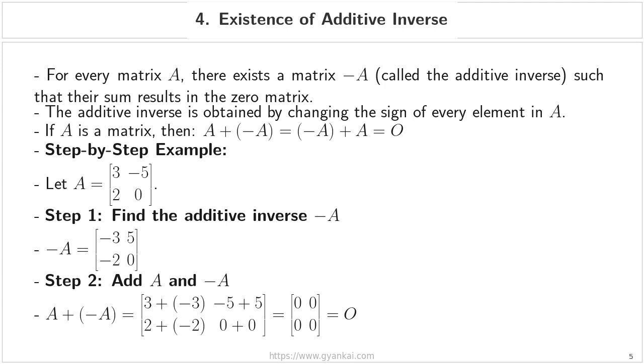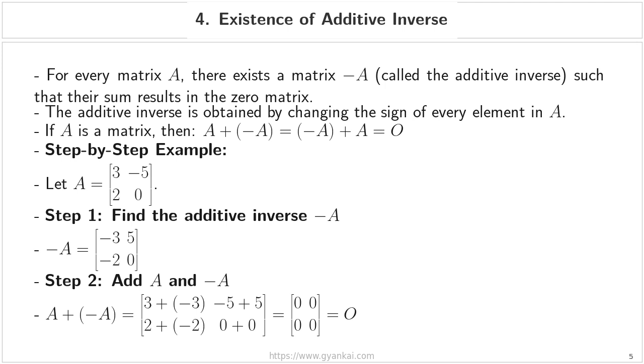We add the corresponding elements. 3 plus -3 equals 0, -5 plus 5 equals 0, 2 plus -2 equals 0, and 0 plus 0 equals 0. As you can see, the result is a matrix where every element is 0, which is our zero matrix, O.